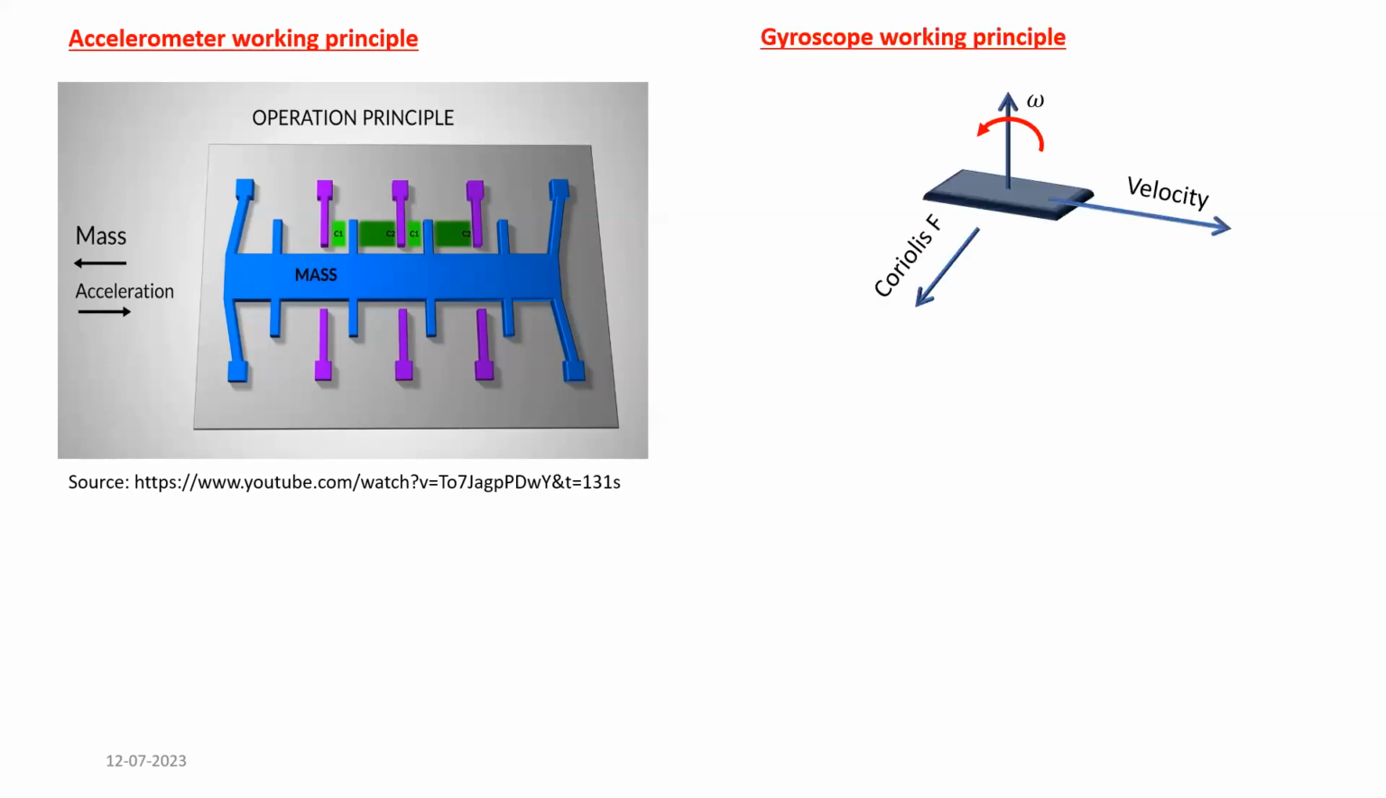Now, coming to the gyroscope, it works mainly based upon the Coriolis force. That means, let's say we have a rigid body, any body, and the body is moving with some linear velocity.